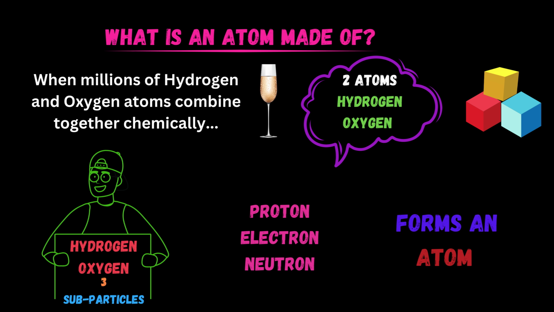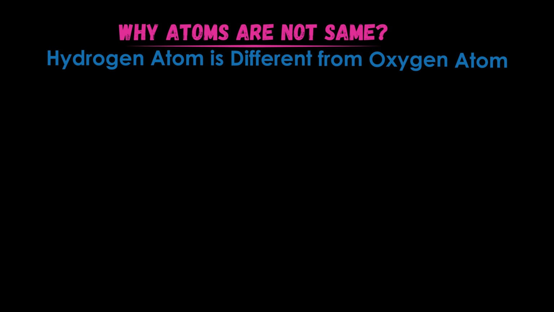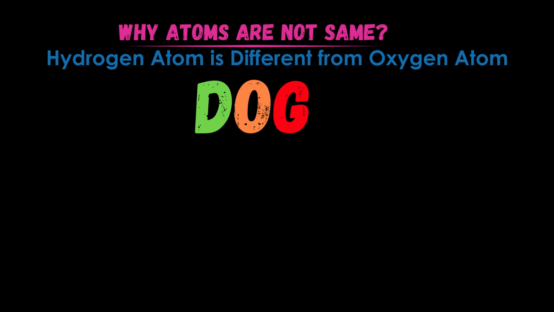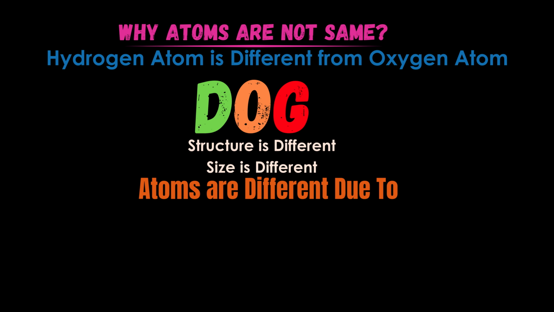Now the other question you should learn is why atoms are different, or why atoms are not the same. For example, a hydrogen atom is different from an oxygen atom. Well, once again, consider the spelling of dog. Let me ask you why D is different from O. Your answer may be that it is because the structure is different and size is different, or maybe function is different. Similarly, atoms are different due to the number of protons, electrons and neutrons.